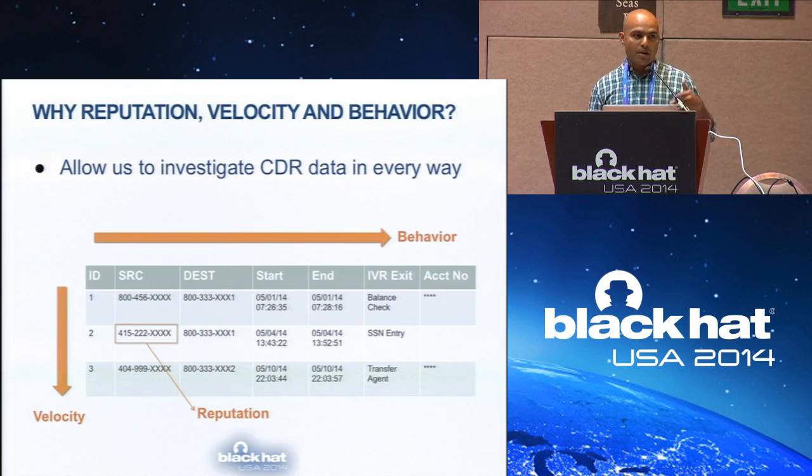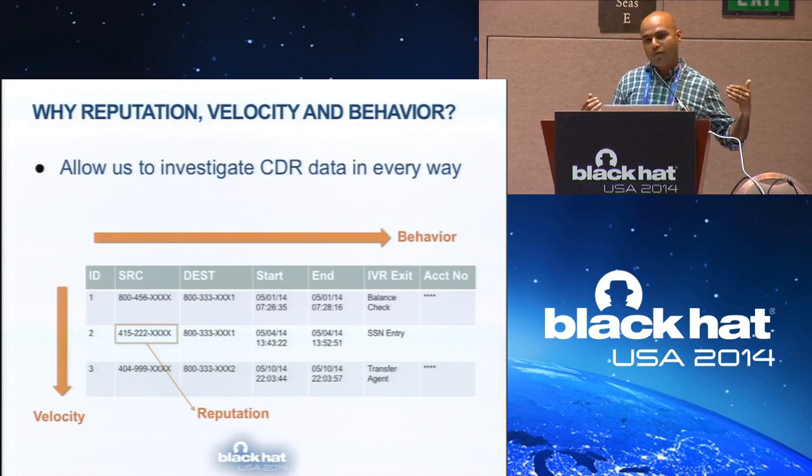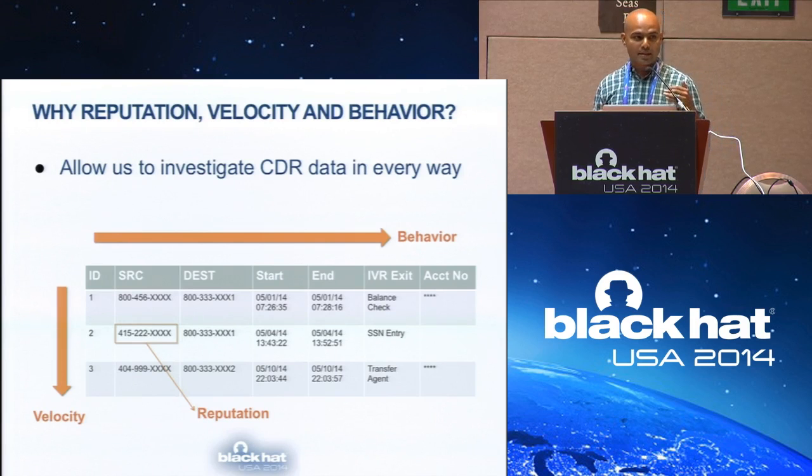Velocity is basically looking down the rows of the table. So what is that number doing over a long period of time? And then behavior is looking at the columns of that table. So what is the number doing in a single call or in the space of a few consecutive calls? Reputation, velocity, and behavior together give us a very complete insight into CDR data and allow us to slice and dice it in every which way to extract all the information from it.